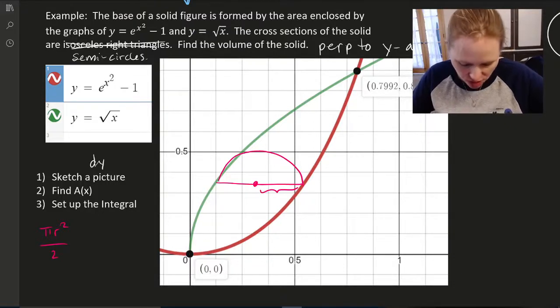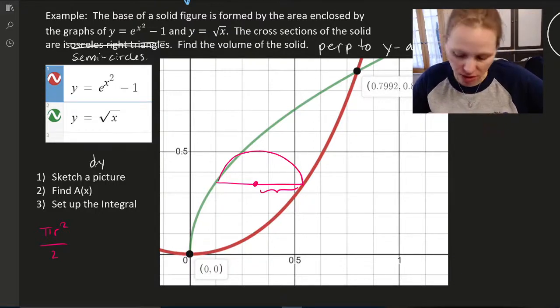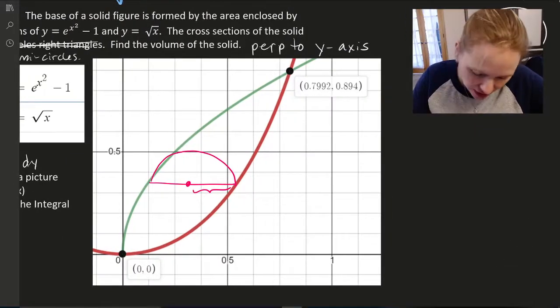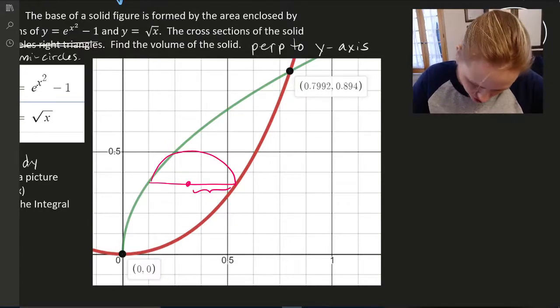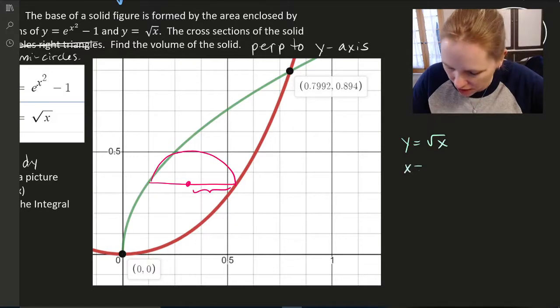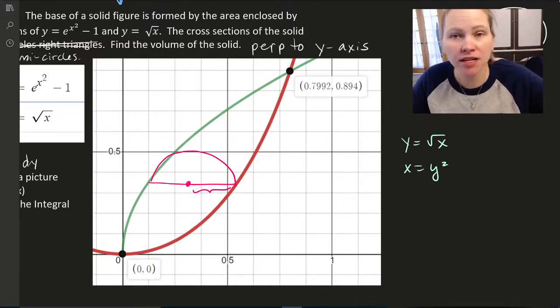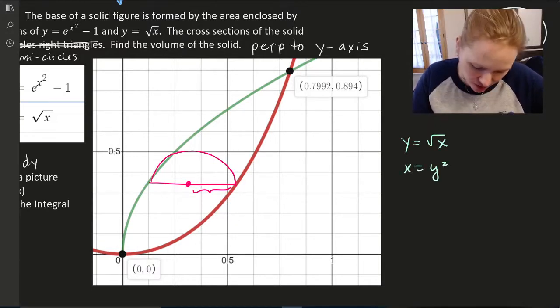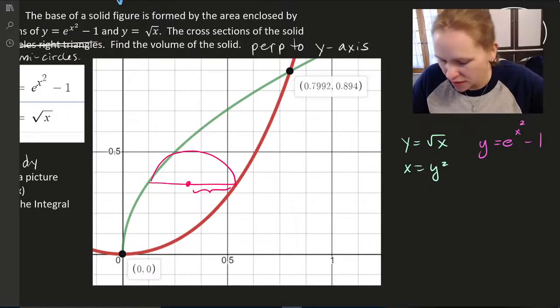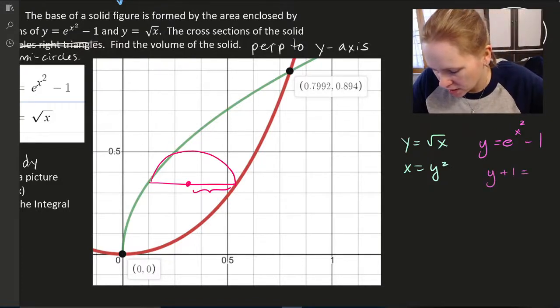In order to do a dy setup, we need to take our equations now and we need to solve them for x. So let's do that here. I've got y equals the square root of x. Let's do that one first. x is y squared. So that one's nice and easy. And then we have this other one, y equals e to the x squared minus 1. So I'm going to have to add 1.